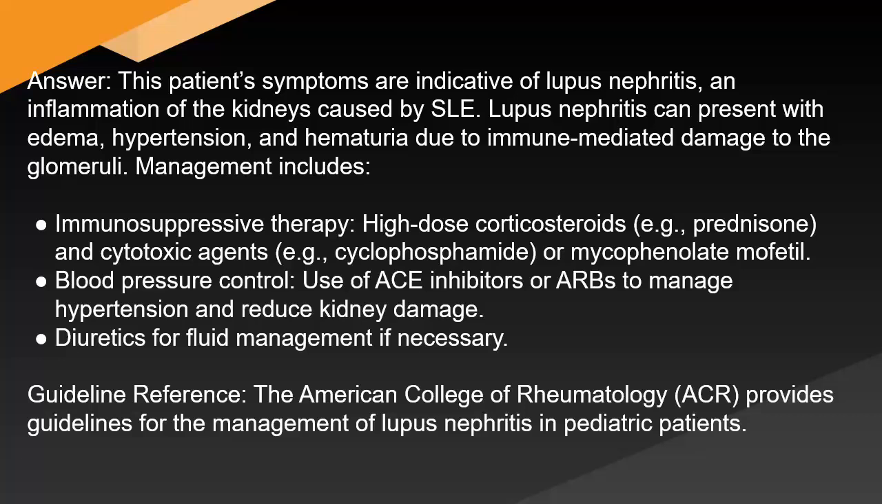Management includes immunosuppressive therapy: high-dose corticosteroids, e.g., prednisone, and cytotoxic agents, e.g., cyclophosphamide or mycophenolate mofetil; blood pressure control, with use of ACE inhibitors or ARBs to manage hypertension and reduce kidney damage; and diuretics for fluid management if necessary. Guideline reference: The American College of Rheumatology (ACR) provides guidelines for the management of lupus nephritis in pediatric patients.